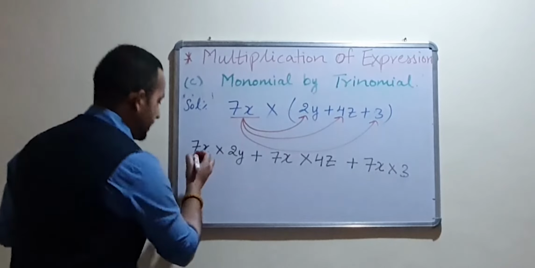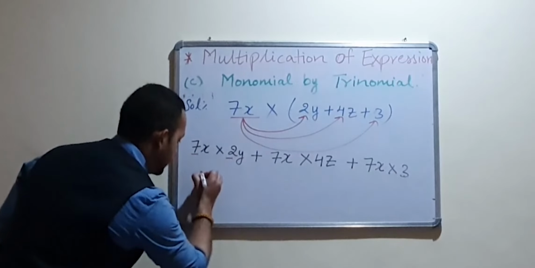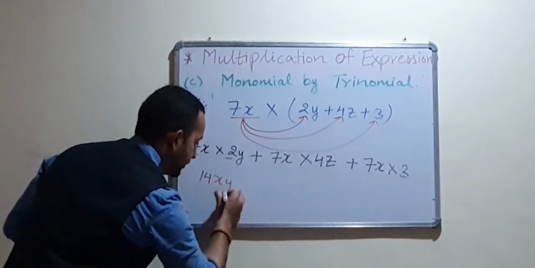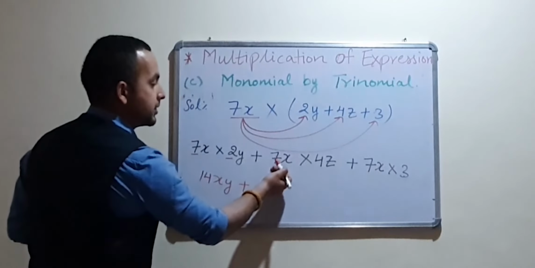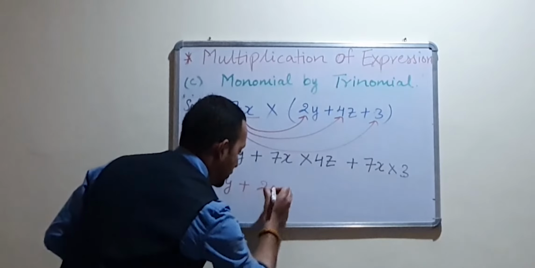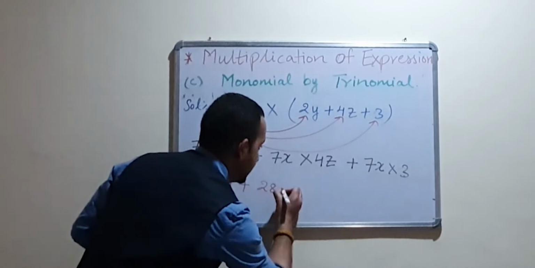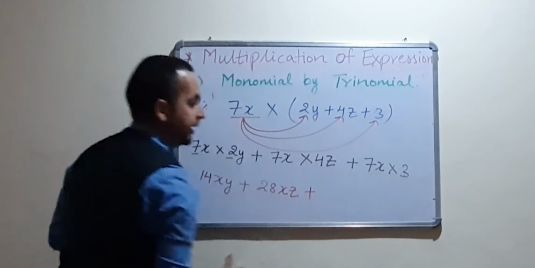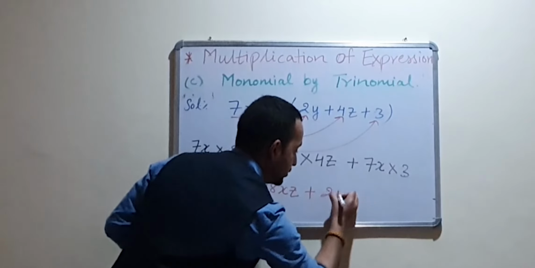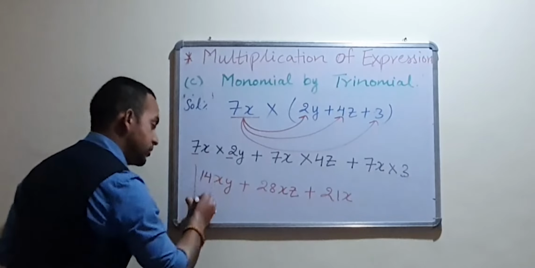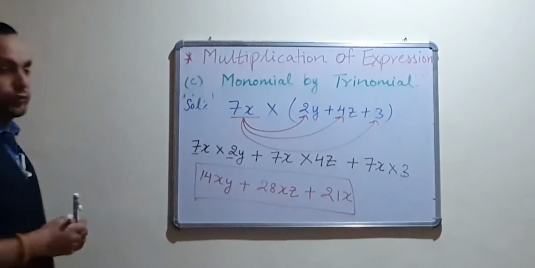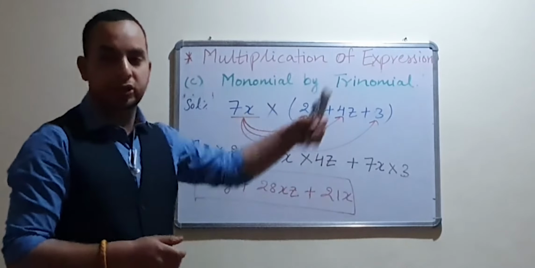So 7 2s are 14xy, plus 7 4s are 28, you can write xz, plus 7 3s are 21x. This is your answer. Understood? This is a monomial by trinomial.